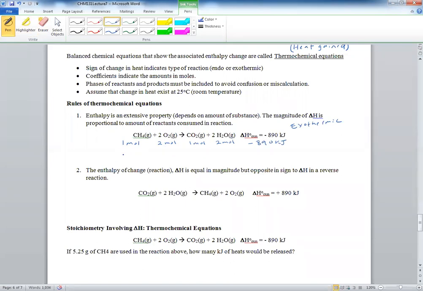If you double this, make these 2 moles of methane, 4 moles of oxygen, 2 moles, 4 moles, then what do you think happens to this? It also doubles, so that would be 2 times negative 890, which would be, of course, negative 1780 kilojoules.